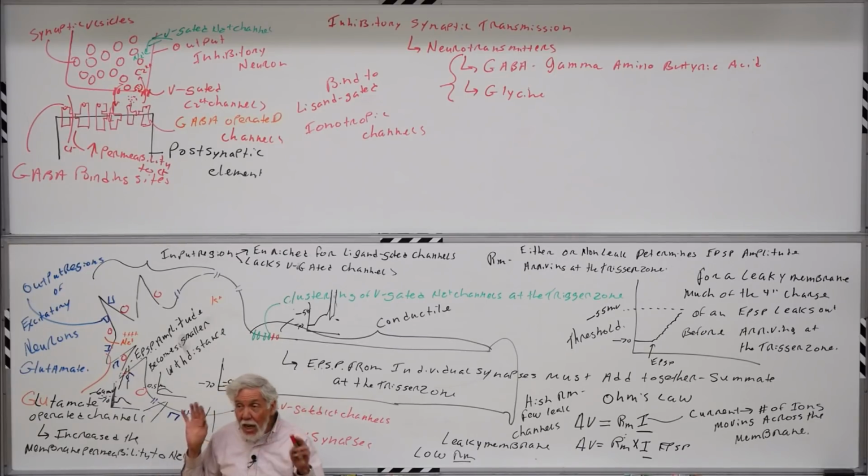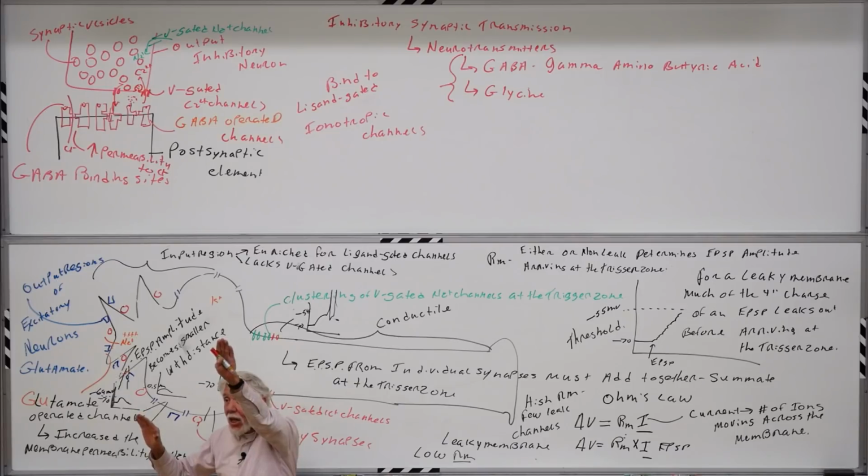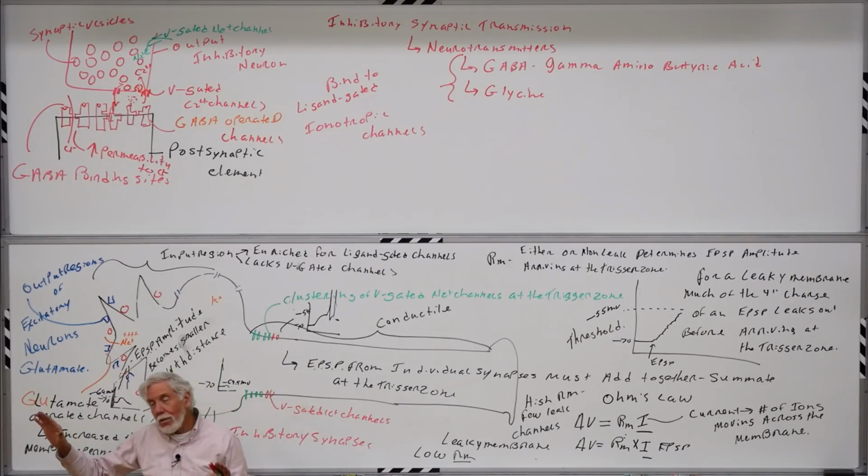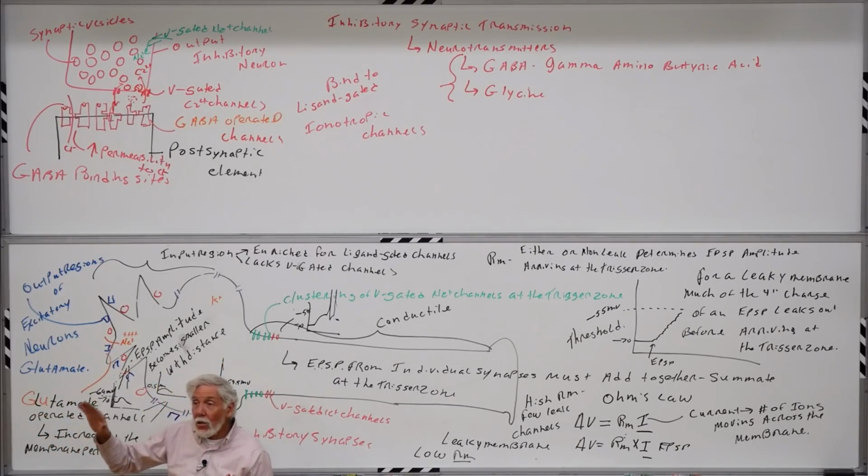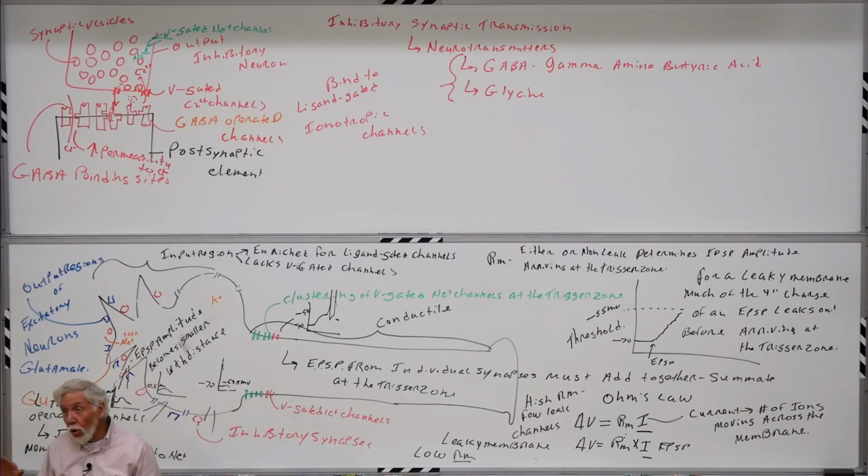Okay, so you have excitatory neurons and inhibitory neurons. Excitatory neurons will release neurotransmitters that open cation channels. Inhibitory neurons, for the most part, will open anion channels or chloride channels.